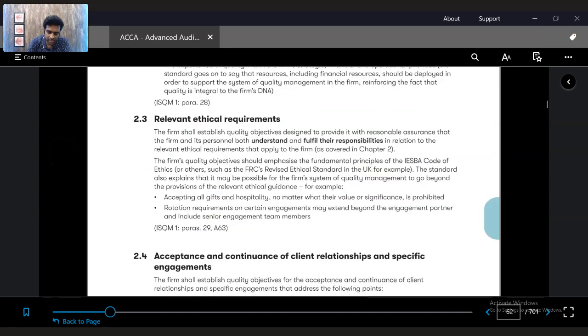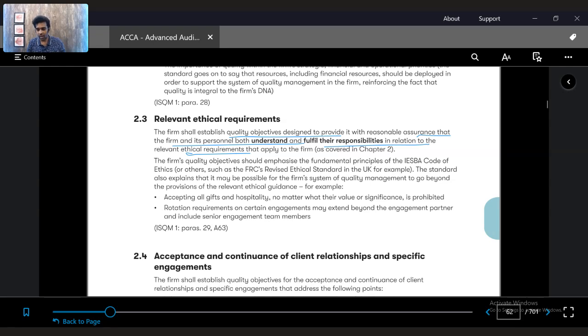And the next one is relevant ethical requirements. So the firm should establish quality objectives which are designed to provide it with reasonable assurance that the firm and the personnel both understand and fulfill their responsibilities in relation to the ethical requirements. So what are ethical requirements? The 5 fundamental principles that we learned, right? Which is integrity, objectivity, confidentiality, professional competence and due care, and professional behavior.